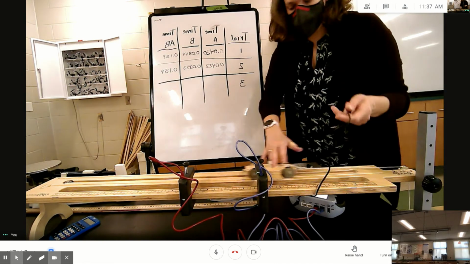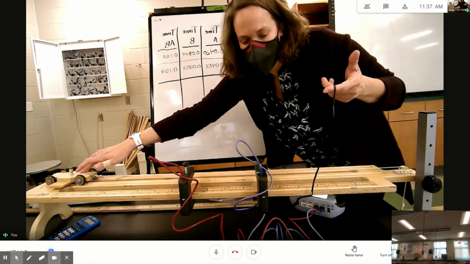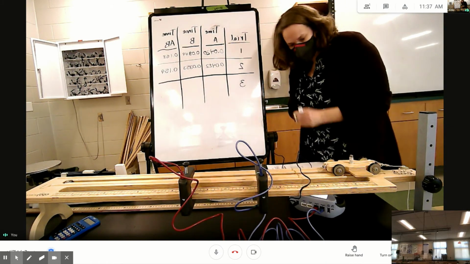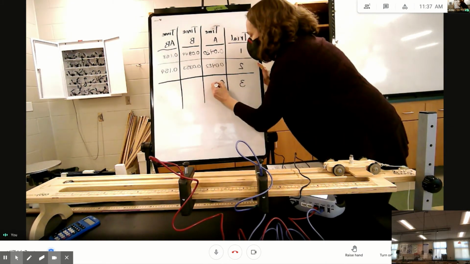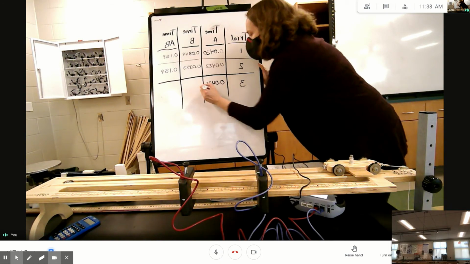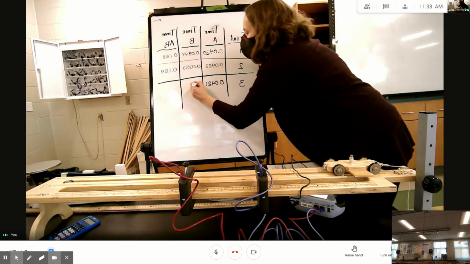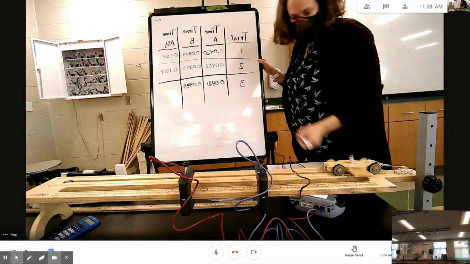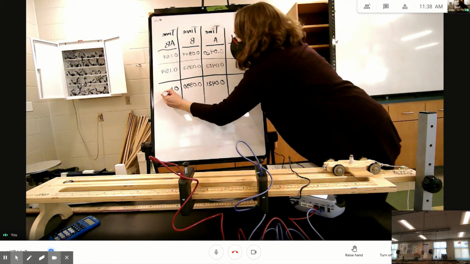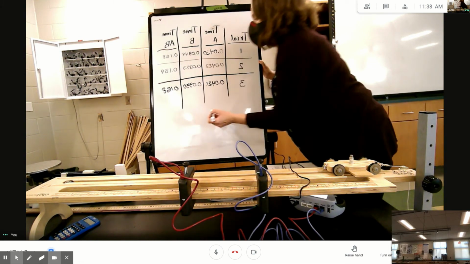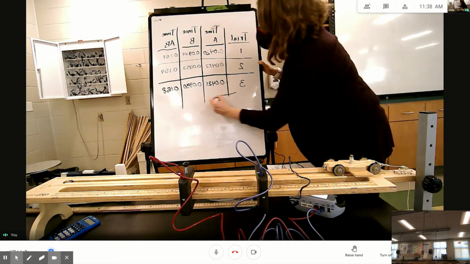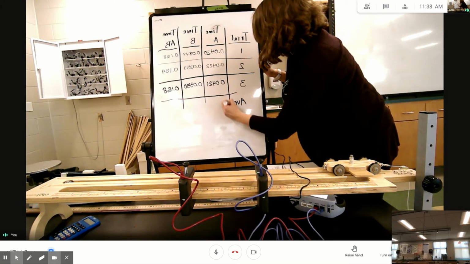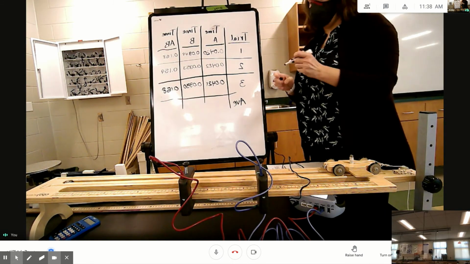All right. And trial number 3. We have 0.0421, 0.0350, and 0.158. All right, so you guys need to find the average of those times in your data table. And I'll let you do that.